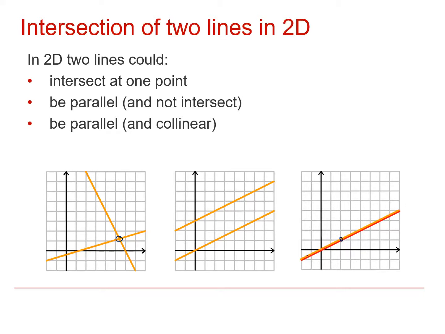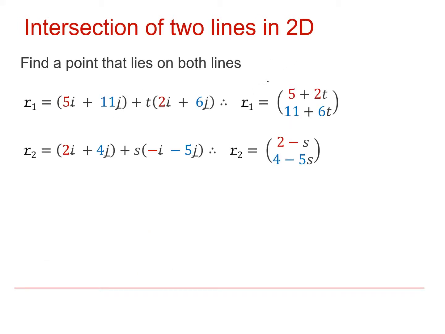And we've already looked at that in a previous video about how to decide whether or not 2 vector equations of lines represent the same line. So let's have a look at an example. Let's try and find a point that lies on both of these lines. Now, we know that it will be one of those 3 situations. Either there is a point of intersection, or there is no point of intersection, or they will actually intersect everywhere because they are the same line.